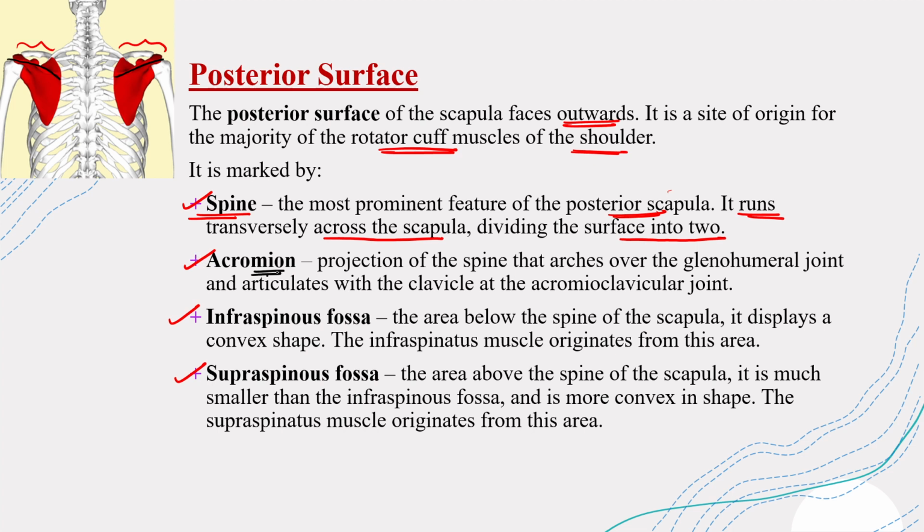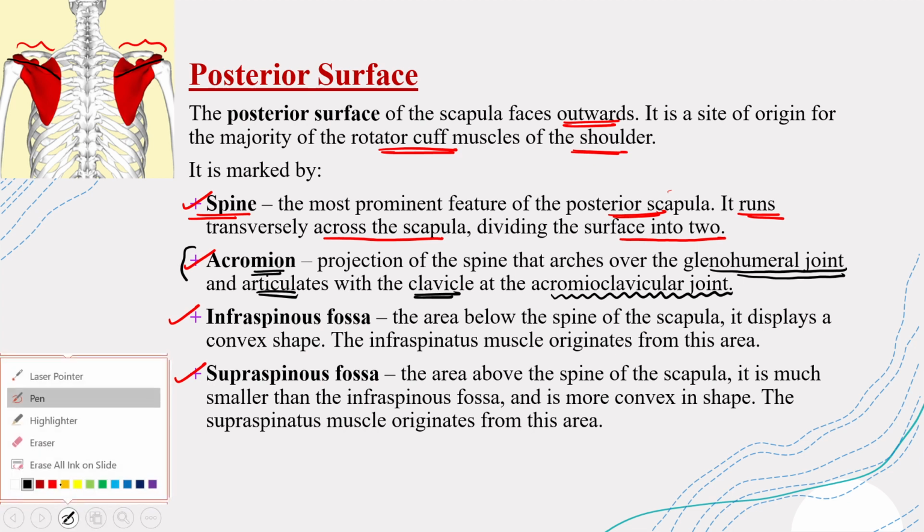Now talking about the acromion end. As I already talked about, the clavicle gets connection with the scapula at the acromion end. So this is the acromion. It is a projection of the spine that arches over the glenohumeral joint, and it articulates with your clavicle. This is the place where the clavicle articulates with the scapula, forming the acromioclavicular joint. Acromioclavicular, because it's joining with the clavicle at the acromion end.